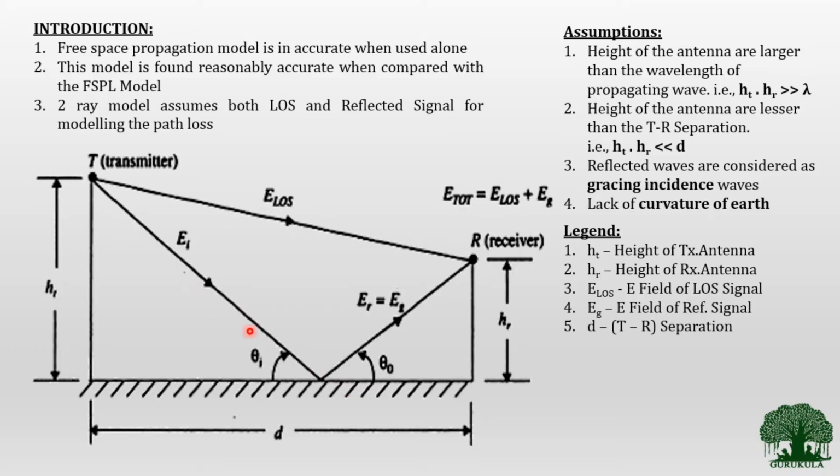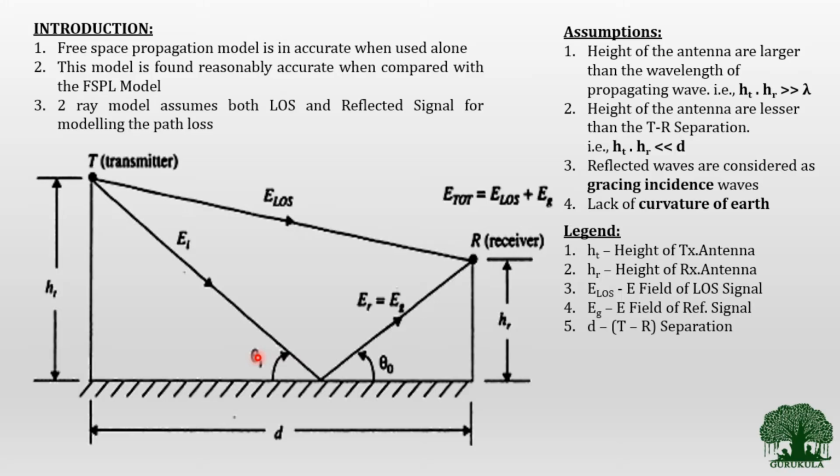When the wave is almost parallel to the ground plane, we call that grazing incidence. So when does this occur? When the distance between the transmitting antenna and the receiving antenna is very high, the reflected wave is almost parallel to the ground plane. So that is the assumption made here. The reflected waves are always considered as grazing incidence.